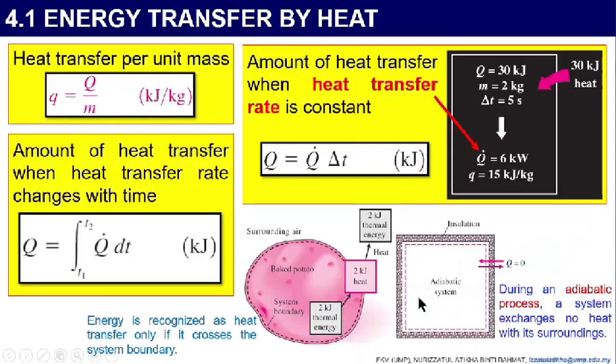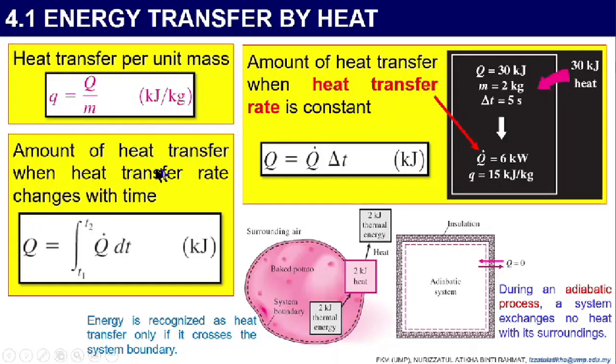Alright, so now energy transfer by heat. Heat transfer per unit mass. Okay, we always have this property. So if heat is Q, large Q, per unit mass we usually use small q. q equals Q over m, kilojoule per kilogram.